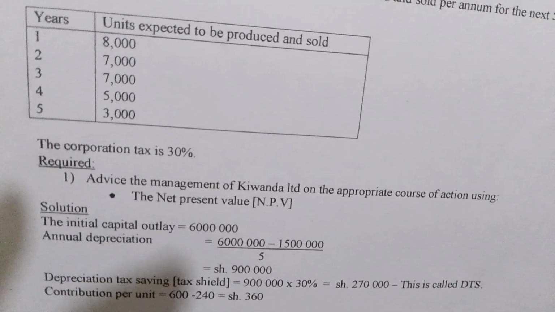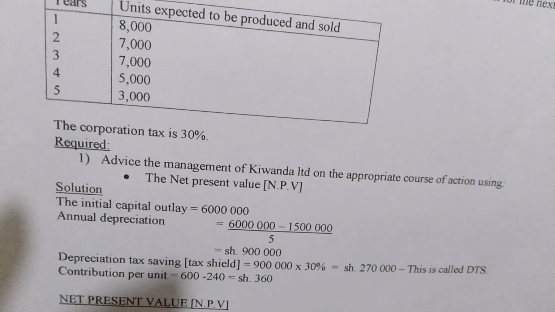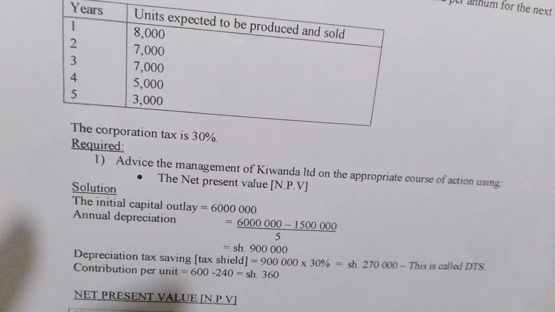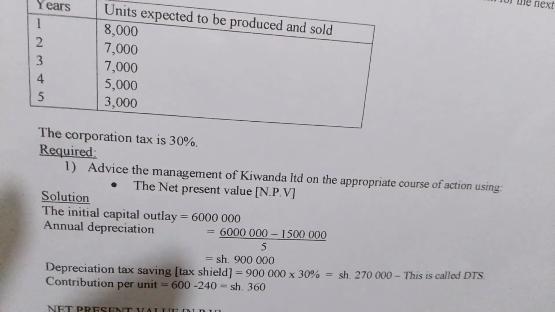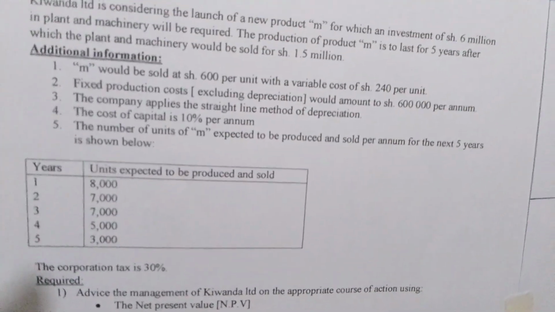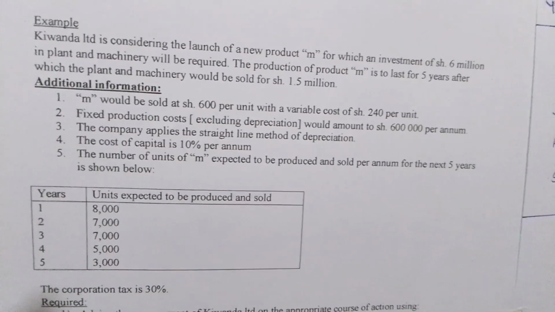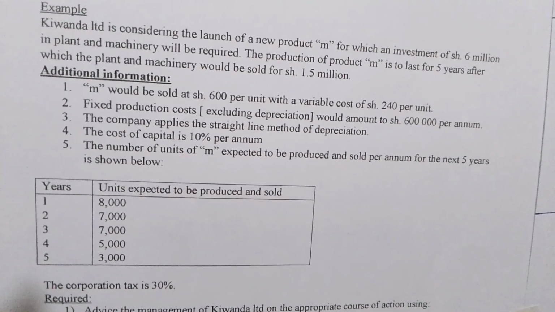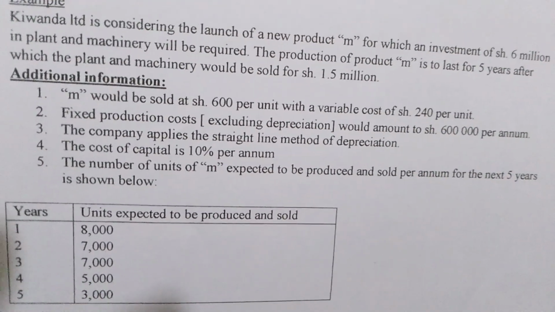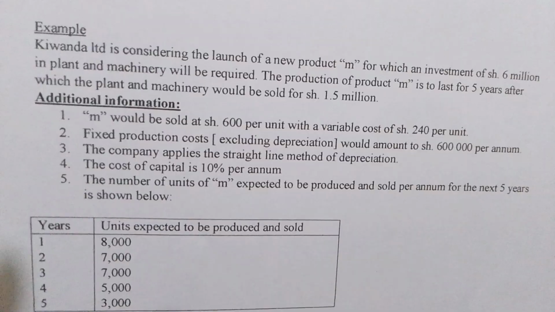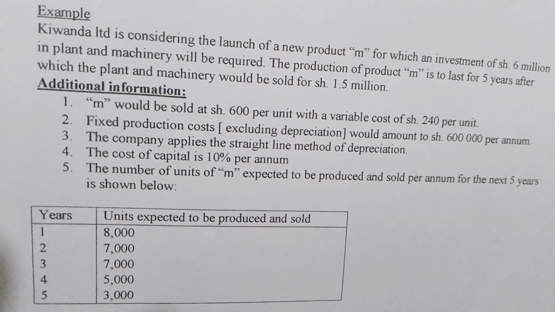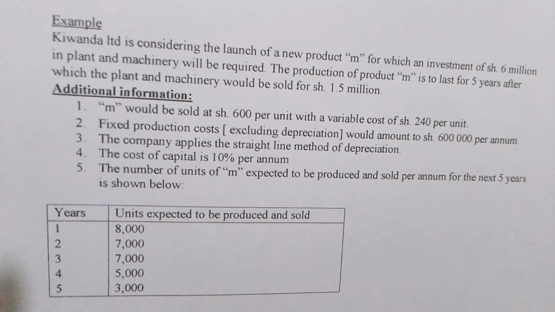Next, we calculate the annual depreciation. Depreciation is given by the cost of an asset minus the salvage value, divided by the expected life. This machine cost 6 million. We minus the salvage value because we have been told that the production of product M is to last for 5 years, after which the plant and machinery would be sold for shillings 1.5 million, and therefore the 1.5 million constitutes the salvage value, which is also called the scrap value.